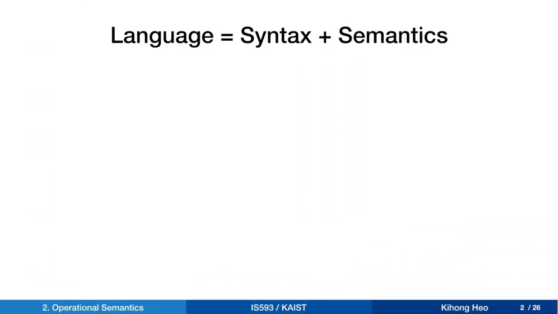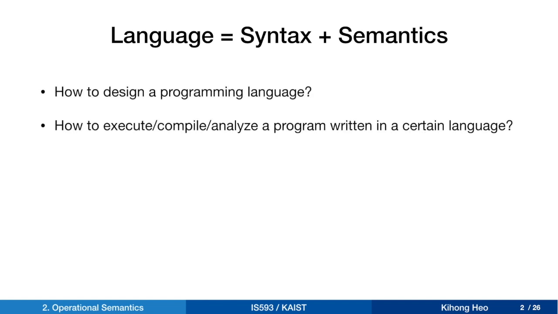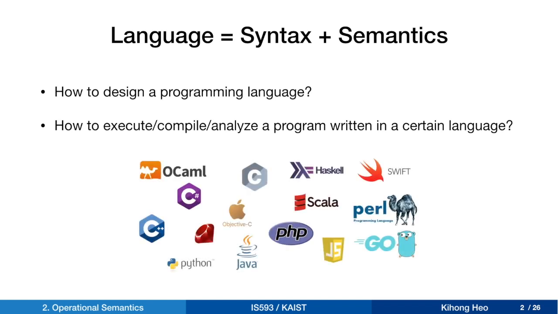Okay, let's get started. Let me first talk about the essence of programming languages. So, what does a programming language consist of? Let's think about this. When you want to design a programming language, what would you do? A bit more concretely, if you want to implement an interpreter, compiler, or program analyzer for a certain programming language, what would you do? Okay, there are so many programming languages out there. So what is the principle of programming language design for such languages?